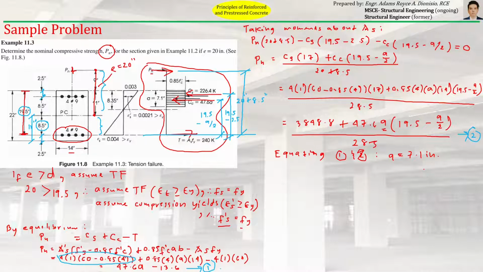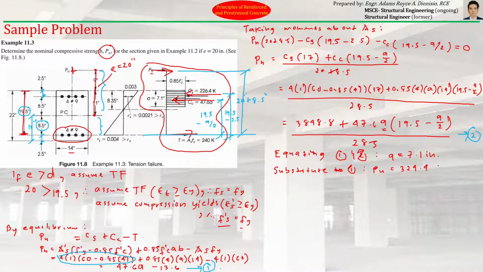Okay? So from that A, we can easily solve for Pn. Substitute na lang natin siya either sa equation 1 or sa equation 2. So substitute na lang natin to 1. Ang Pn natin will be equal to 47.6 times 7.1 minus 13.6. That will be 324.4 kips.